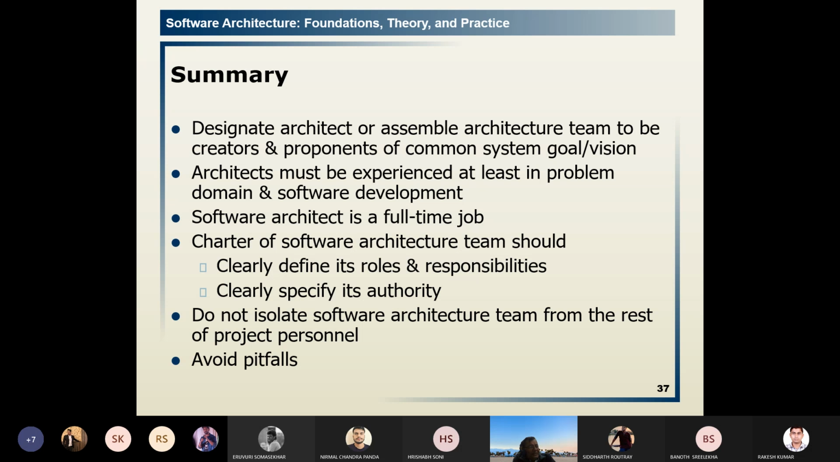Do not isolate the software architecture team from the rest of the project personnel. So the architecture team should not be isolated from the other projects of the organization. Don't isolate. They are the main key people. Avoid any pitfall. Pitfall means any drawbacks in the software team. Avoid it. So this is the summary of the whole chapter, the last chapter of the book on software architecture. So, software architecture we read the very first.